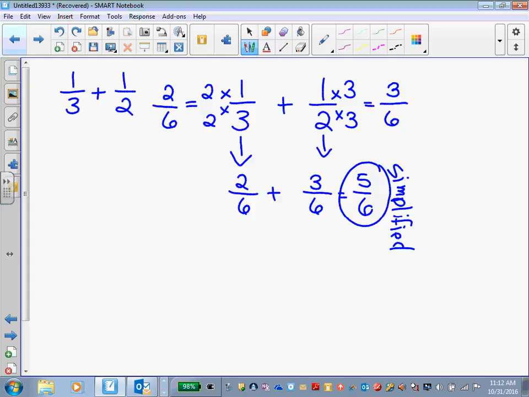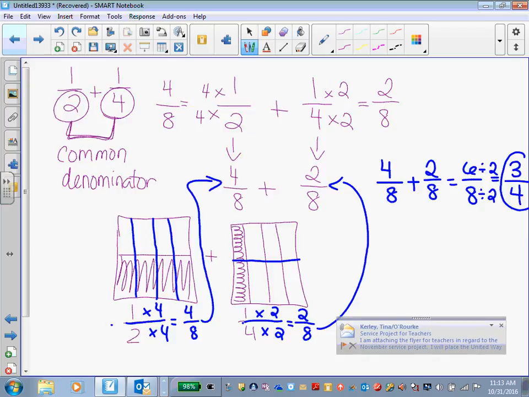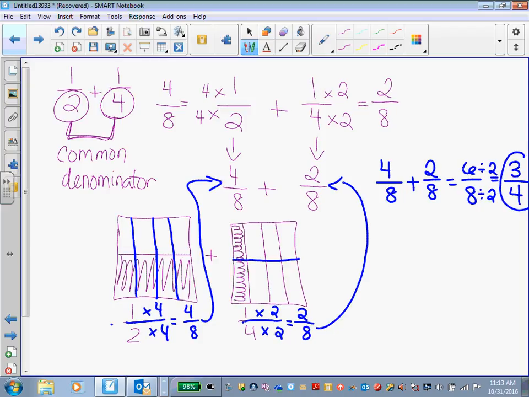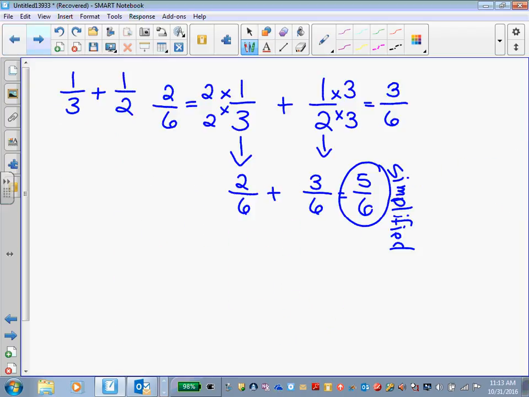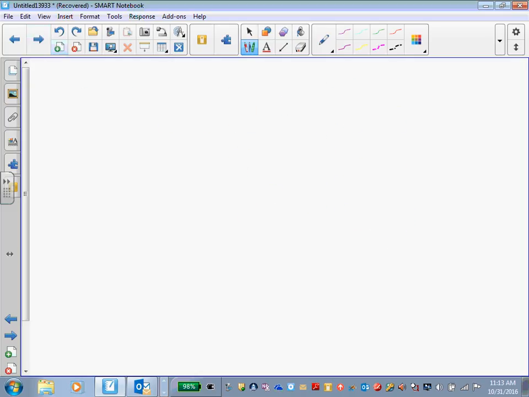Alright, so let's go back to one more problem. Does anybody have a question on 1/3 plus 1/2, how we solve it? This is working it out. It needs to be worked out either with this or with models. Okay, but I always need to see some type of work with it. I need to see what you did to get to the answer.